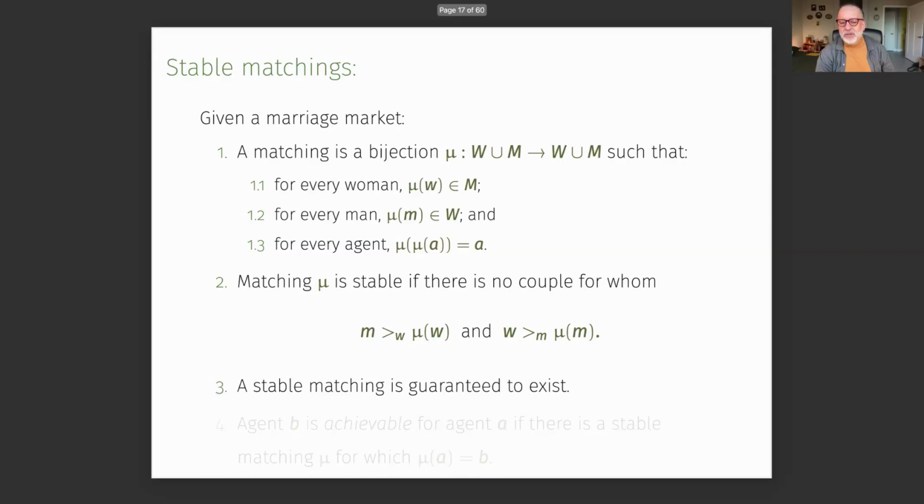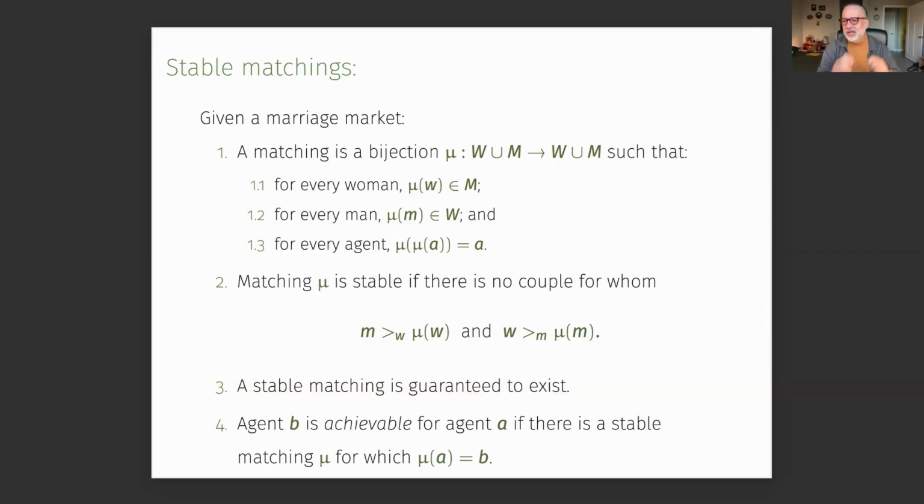And we know that a stable matching is guaranteed to exist. We know how to find it. The deferred acceptance algorithm is going to give you a stable matching. If you run it in a different way, it may give you a second stable matching. So stable matchings are guaranteed to exist in this setting. And then a little bit of language. Agent B is achievable for agent A if there exists a stable matching in which they are matched together. So if there exists a stable mu for which mu of A is equal to B, that means that B is achievable for A.